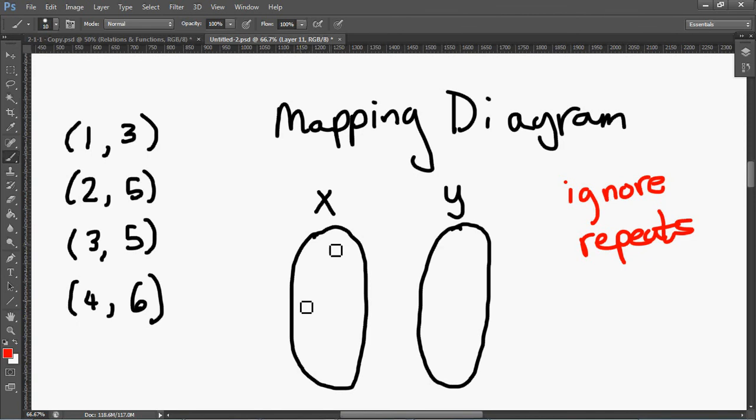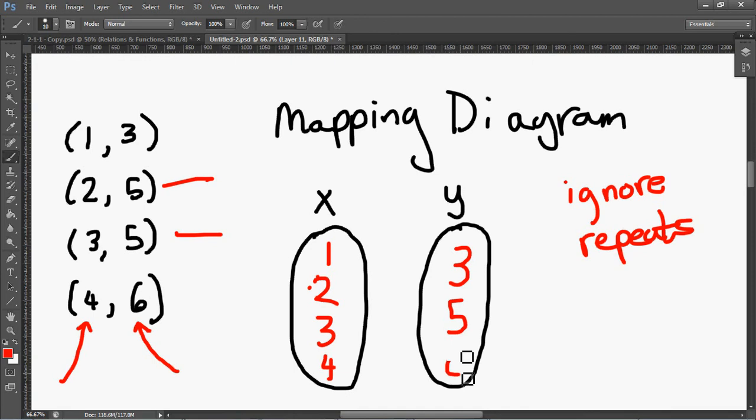The x's are 1, 2, 3, and 4. You can see them right here, 1, 2, 3, and 4. There were no repeated x's, so I wrote it all here. Now the y's are 3, 5, 5, and 6. So you can see there are two 5's here. The 5's were repeated. So I'm actually going to ignore one of the 5's, and I'm just going to put 3, 5, 6. So instead of writing out 3, 5, 5, 6, I've just written 3, 5, 6. And so on the mapping diagram for x, I have 1, 2, 3, 4. But for y, I only have 3, 5, 6 because I ignored that repeating 5.